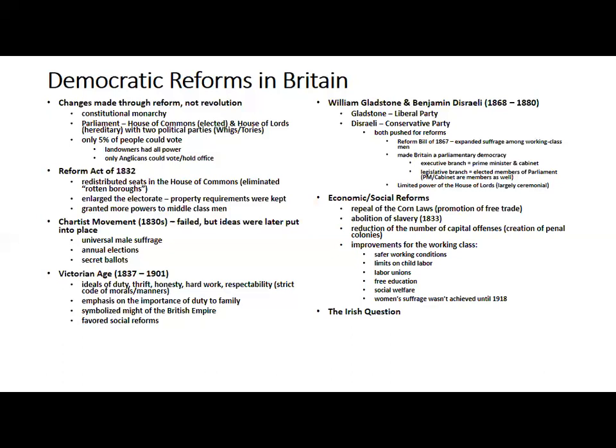Big burning question in the 19th century in Britain was the Irish question. What was to be done with Ireland? A lot of people in Ireland wanted their own independence, wanted more liberties, more freedoms. One of the things that did happen in the early 19th century to help them with this was the Catholic Emancipation Act, which allowed Catholics in Ireland to vote and hold political office.